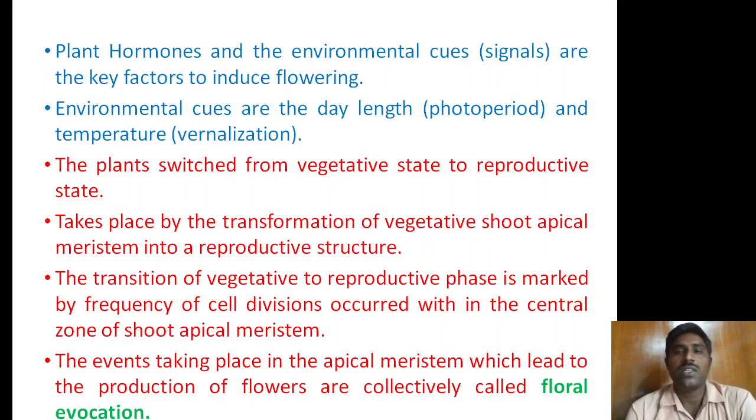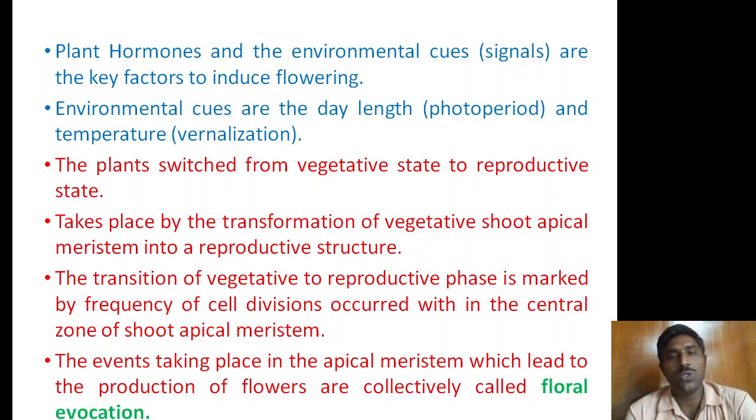Plant hormones and the environmental cues. Environmental cues means the signals. These are the key factors which induce flowering in plants. Generally, plant hormones we discussed are auxins, gibberellins, cytokinins, abscisic acid, and ethylene. From that, auxins, gibberellins, cytokinins, and ethylene are also important for flowering. And environmental cues mean low temperature requirement and particular photoperiods. These are the environmental signals which are required for flowering.